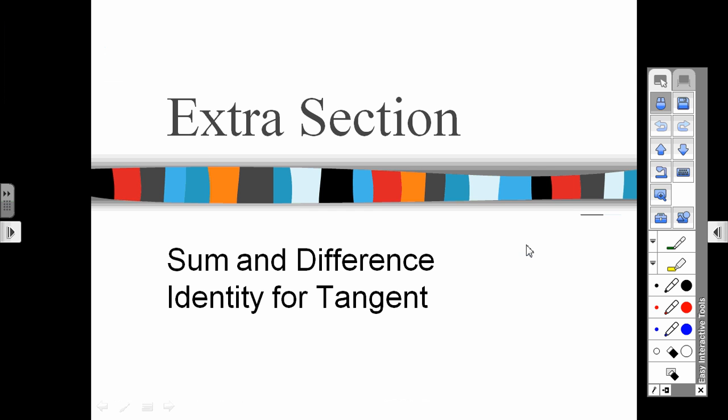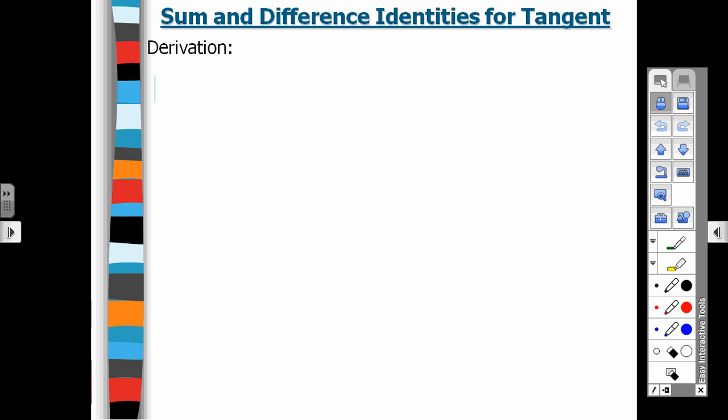All right, so last time we talked about the sum and difference identities for sine and cosine, and now we have to take care of tangent. So what we're going to do is derive the sum and difference identity for tangent. And it's really easy because we just use the definition of what tangent is. Tangent is considered sine divided by cosine.